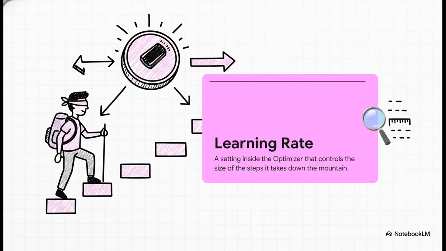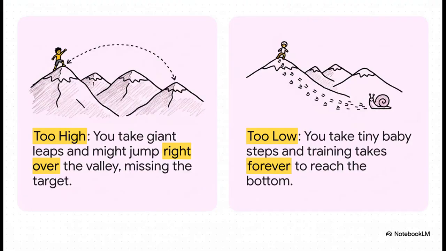Now this is a really critical tuning knob for our blindfolded hiker. The size of the step the optimizer takes down that mountain is called the learning rate. So the question is, how big should that step be? Finding the right balance here is kind of an art and a science. If the learning rate is way too high, you're taking these giant leaps, and you might just jump clear over the valley and land on the next mountain over. But if it's too low, you're taking these tiny, tiny baby steps, and it could take forever to get to the bottom. Nailing this is a core challenge in training a model well.